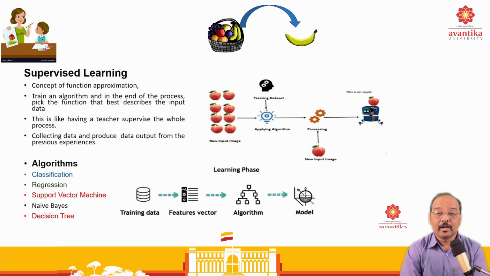So the concept of function approximation is the key of supervised learning. Training an algorithm, and in the end the process picks the function that best describes the input data. It is like having a teacher that is supervising the whole process, collecting the data, producing the data output from the previous experience. So the instructions are given by the supervisor, and that is the basic fundamental aspect. So we need to train the data, we need to take the different features, and the machine is learning from the training, the machine is understanding the features.